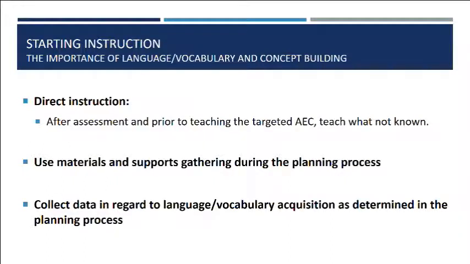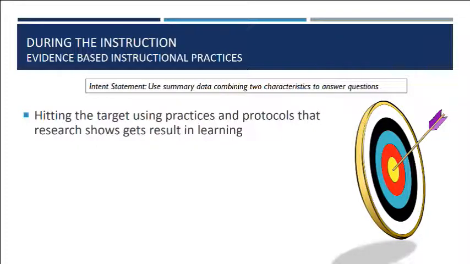Use your materials and supports that you gathered during the planning process. Collect your data in regard to language and vocabulary acquisition. Provide practice and choices to ensure the student can demonstrate understanding of the language and vocabulary before continuing with instruction around reading this two-way table. So once that's been assessed and instructed, now you can really start moving towards the context and content and start moving towards hitting the targets in regard to this alternate eligible content.